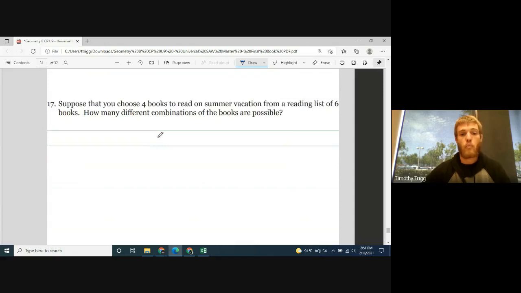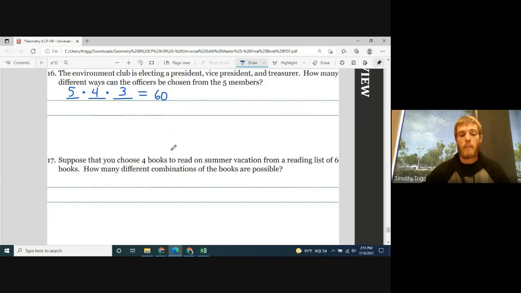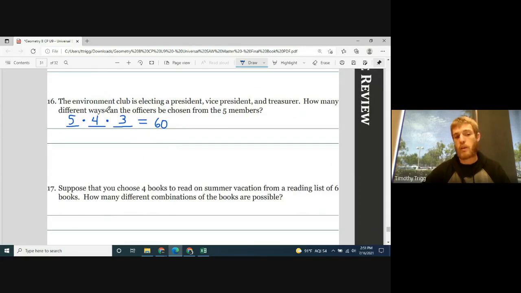Suppose that you choose 4 books to read on summer vacation from a list of 6 books. How many different combinations of the books are possible? Okay, well, I want to point out a distinct difference between number 16 and 17. 16, this one was a permutation.